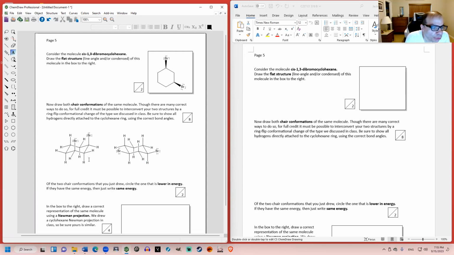So in this conformation, the two bromines are axial, and in this conformation, they're both equatorial. Remember that because of 1,3 diaxial interactions, substituents prefer to be equatorial. And in this one, they're both equatorial. In the trans compound, you'd have at all times one axial and one equatorial, so they would be the same in energy, since both groups are bromines. So that means that the one that's lower in energy would be this one.